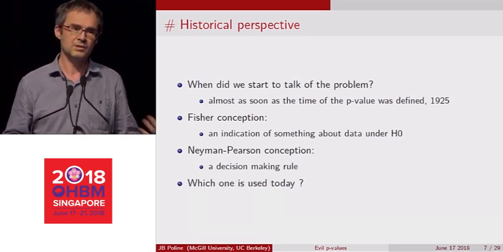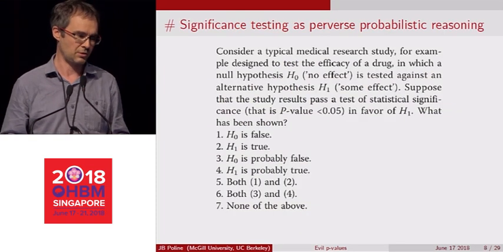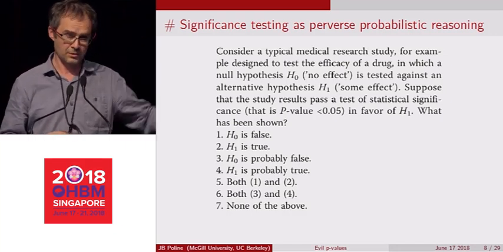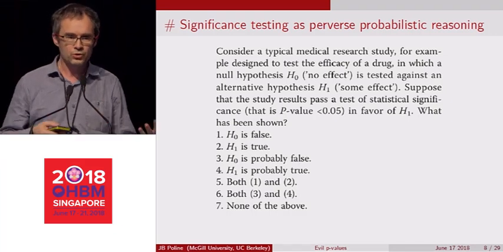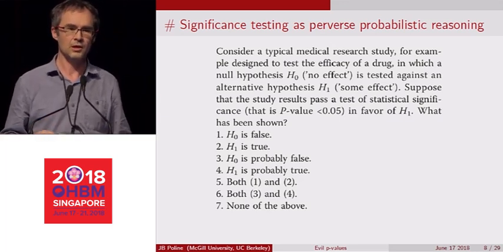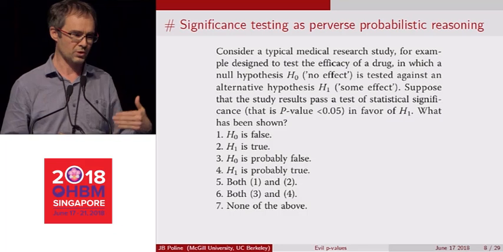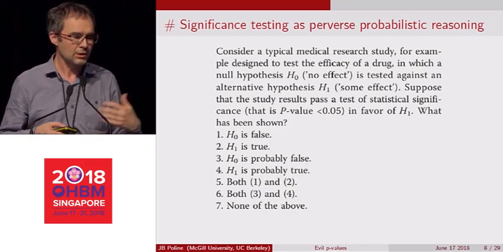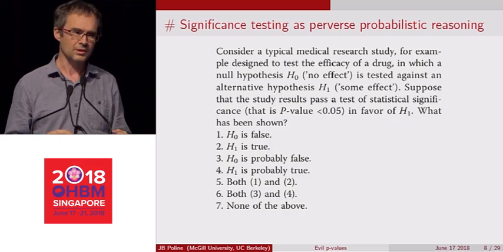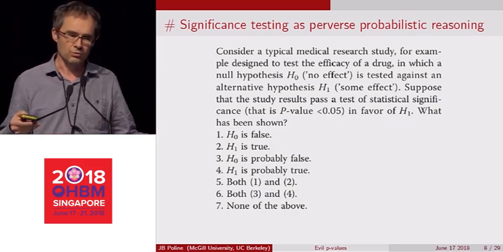So what is used today? Mostly the Fisher perception, and probably the Fisher aspect is much less grounded than the Neyman-Pearson framework. So let me take the classical example of, I think this is a Westover questionnaire, put to medical students. The question was, okay, I've got two populations, I'm doing a test. The test shows a p-value of 0.05. Now, look at those possible responses to the question. What does it mean? Is H0 false? Is H1 true? Is H0 probably false? Is H1 probably true? Is it both 1 and 2, both 3 and 4, or none of the above?